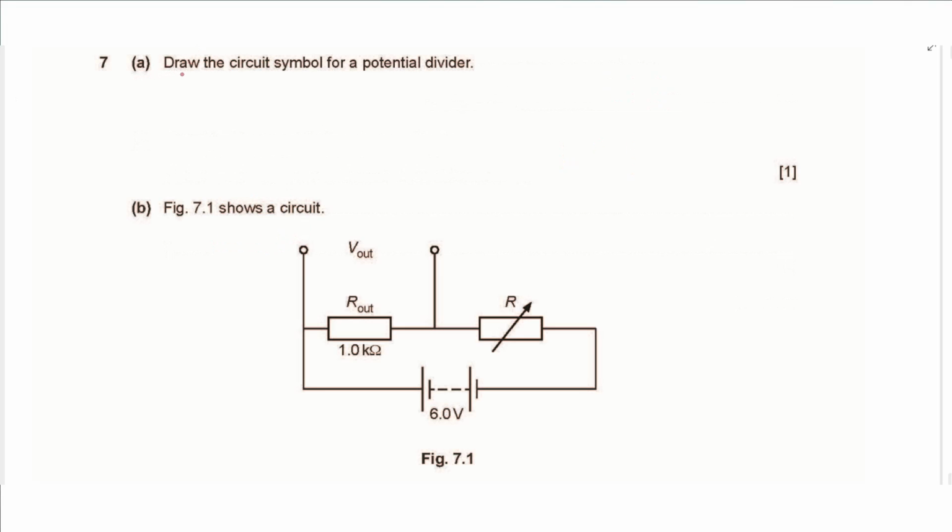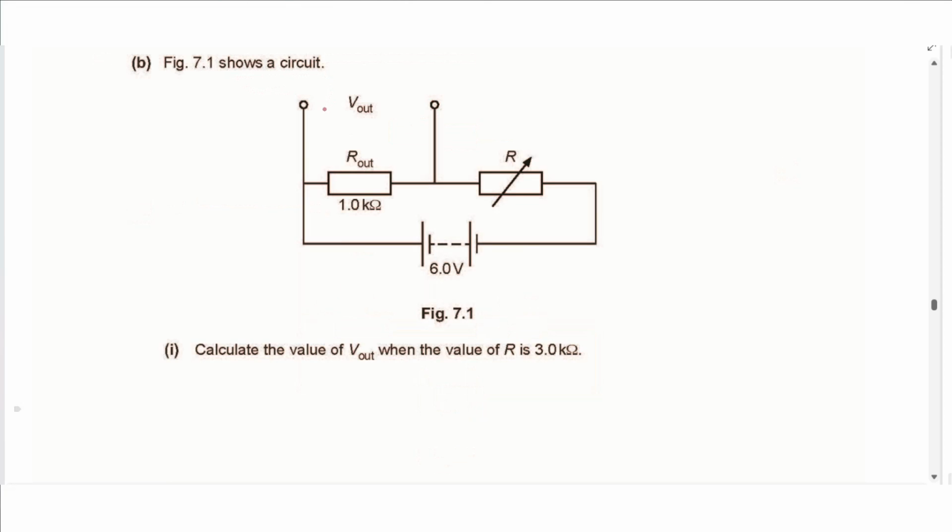Question 7a says draw the circuit symbol for a potential divider. A potential divider is basically a variable resistor with a slider, and we can move the slider. So we draw a rectangle and a pointer arrow on the top. That's a slider. Figure 7.1 shows a circuit. Calculate the value of V out when the value of R is 3 kilo ohms.